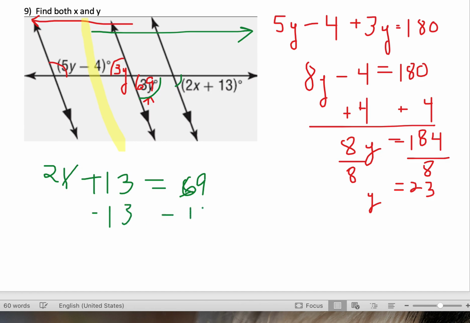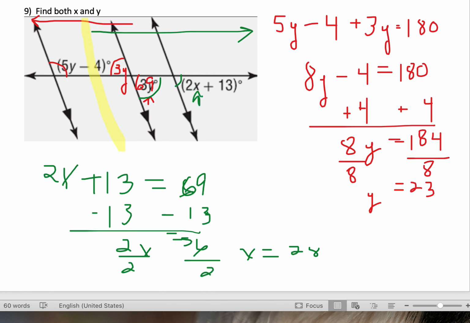So I'm going to subtract 13 from both sides, and I get 2x is equal to 56. And dividing by 2, sorry for the sloppy handwriting here, I get that x is equal to 28. So they asked us to find x and y, and I found x and y. If I substitute the 28 in here, I get 2 times 28 is 56, plus 13 is 69. And since they're corresponding angles and I come out with the same measure for both of them, that means they have to be congruent.